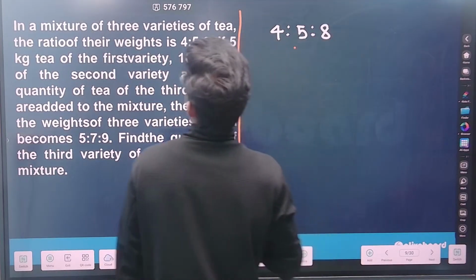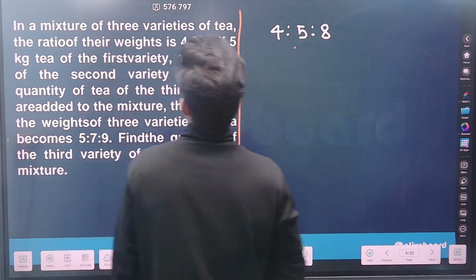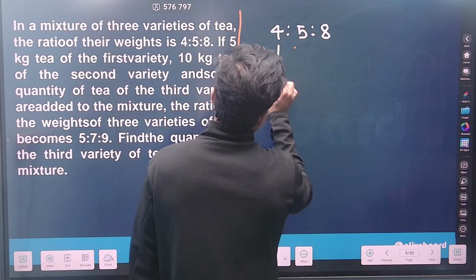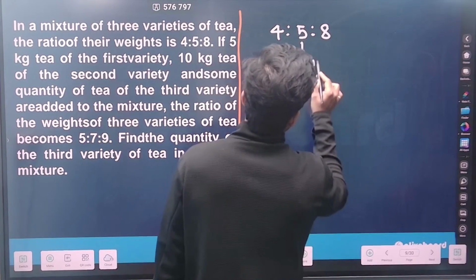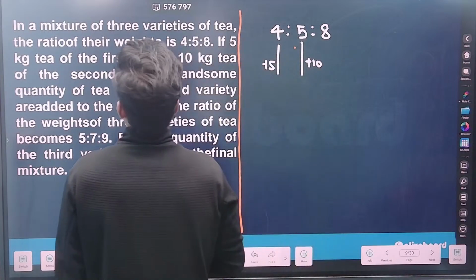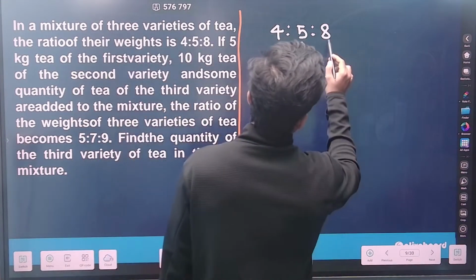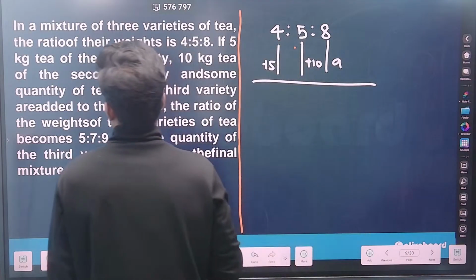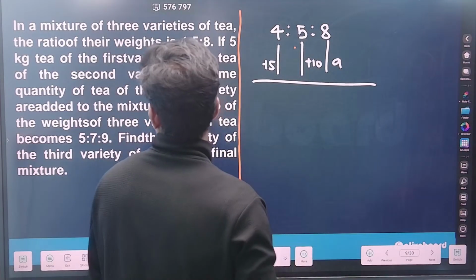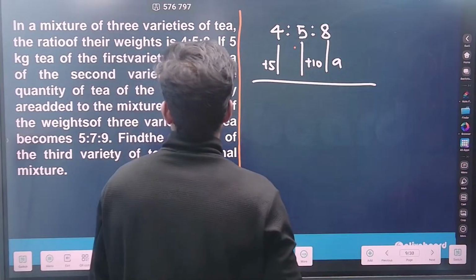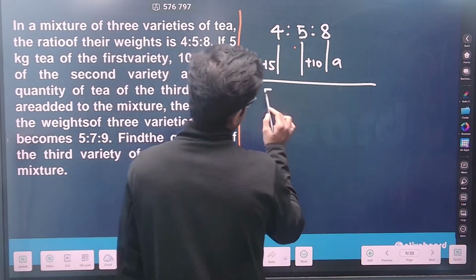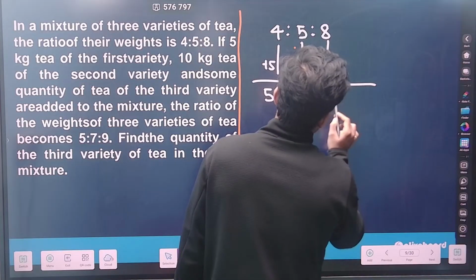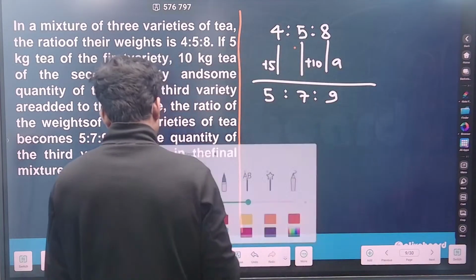If 5 kg of tea of the first variety, 10 kg of the second variety and some quantity of the third is added, then the ratio of the weights of the three varieties of tea becomes 5 is to 7 is to 9. So basically this becomes 5 is to 7 is to 9. Now guys, see how you need to solve this question.